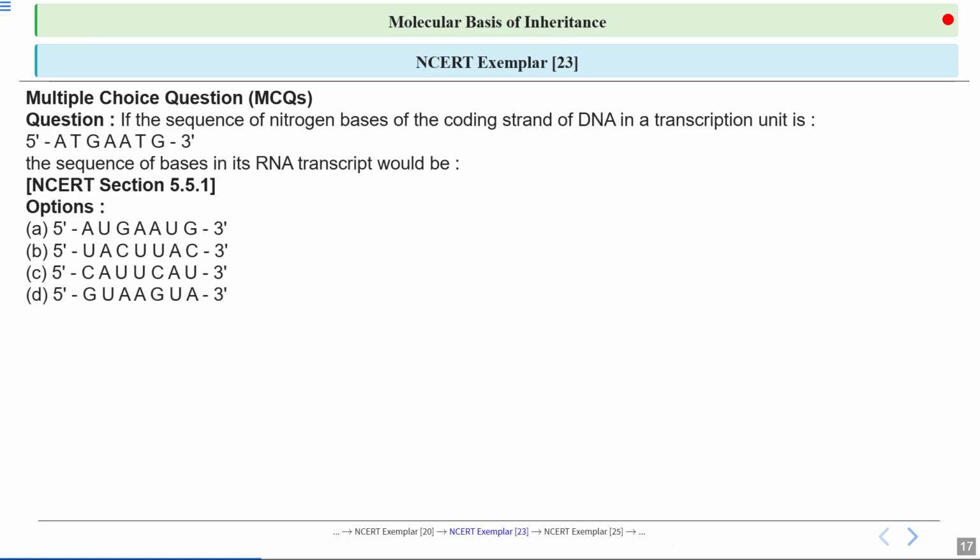Now next question. If the sequence of nitrogen bases in the coding strand of DNA in the transcription unit is 5' ATGAATG 3', the sequence of bases in the RNA transcript would be. So let's understand this question first. They have given the sequence of the coding strand. This is the sequence of the coding strand. Now you have to tell the sequence of the RNA which is formed. These are the 4 options. What will be the correct answer here?